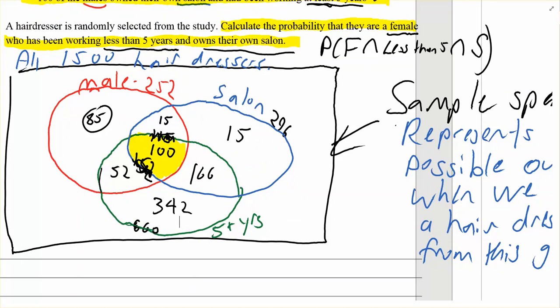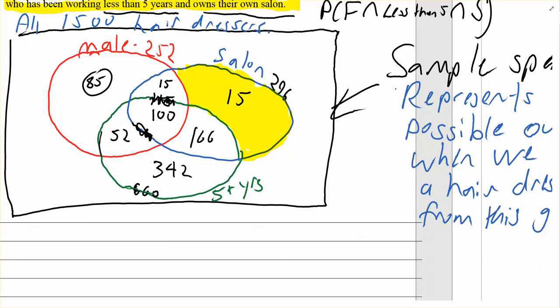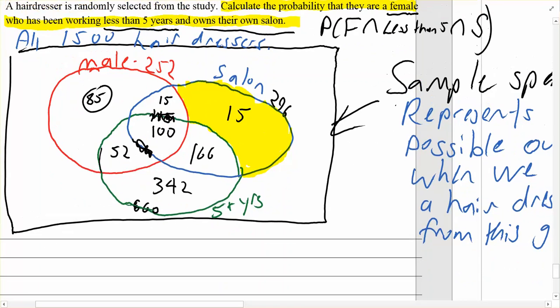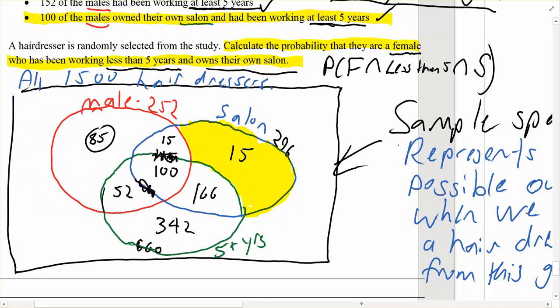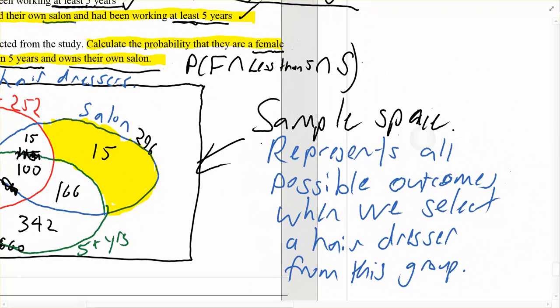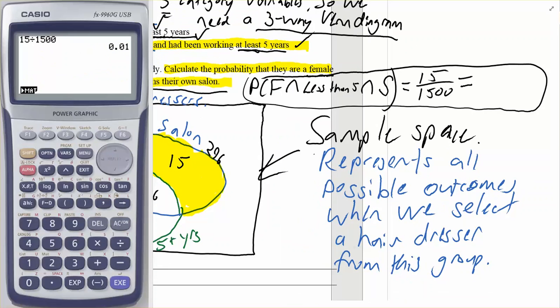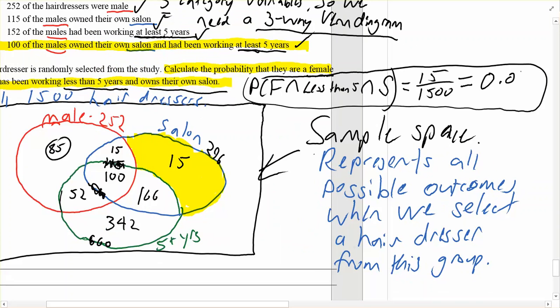The goal was to find the probability that if we pick someone at random, they're female, so not in the male circle, and been working less than 5 years, so not in the green circle, and owns their own salon, so they are in the blue circle. So where's that? Well, that's this yellow zone, isn't it? So there's 15 of them, so 15 out of 1500. So the answer to the question is the probability that they are a female who has been working less than 5 years and who owns their own salon is 15 out of, it's out of all of them, so out of 1500, or 0.01, 1%. So that's the answer.